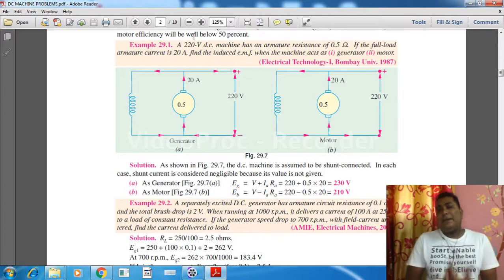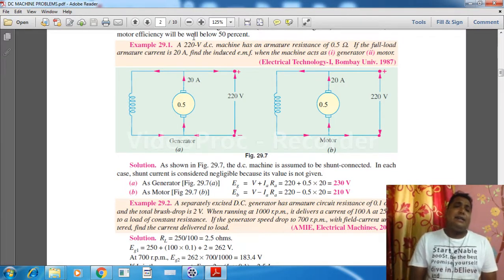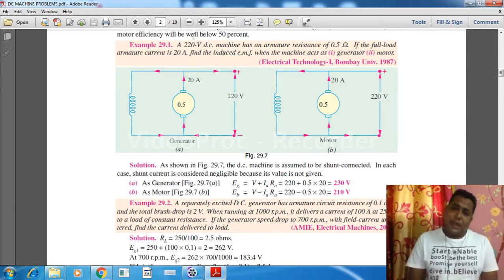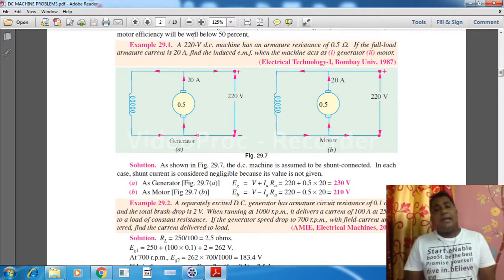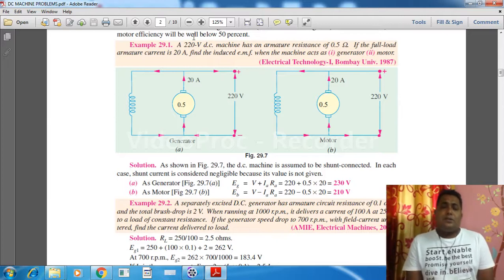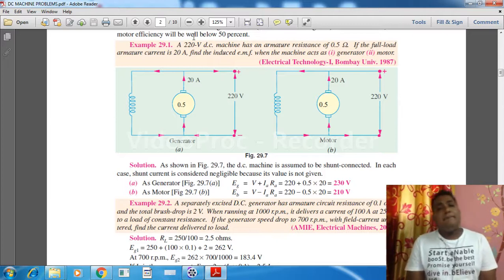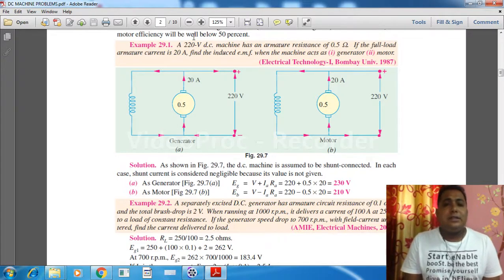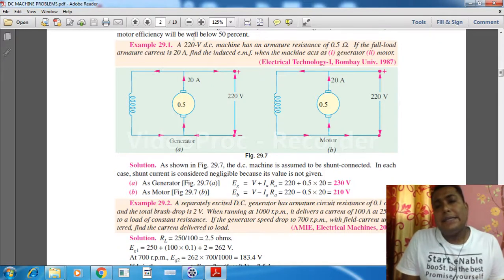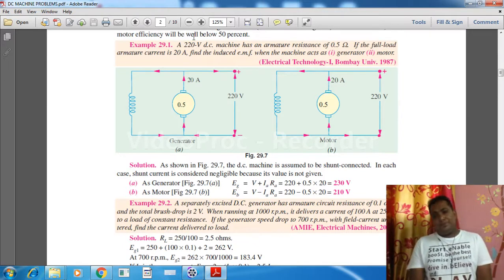So in this particular problem, we have a DC machine supplied from a 220 volt DC supply, its armature resistance is 0.5 ohm, and its full load current is 20 ampere. It is told that it is 20 ampere. Find the induced EMF when the machine acts as a generator or motor.